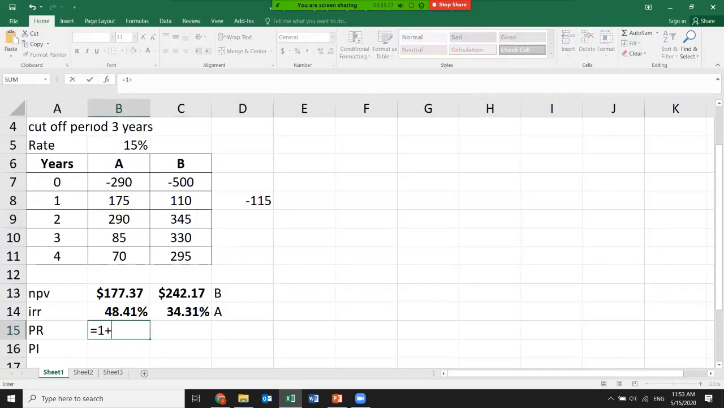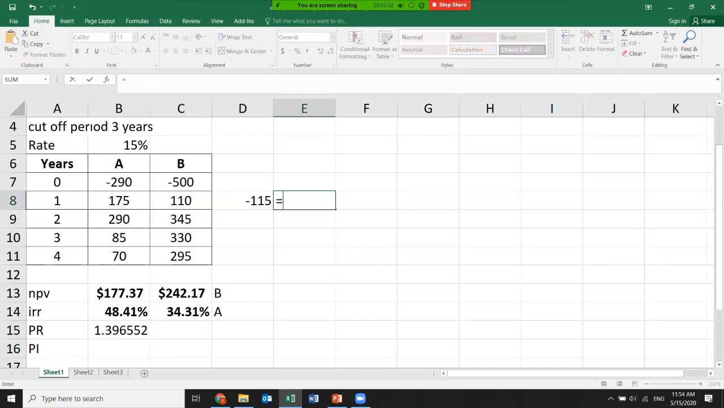1.13. Okay. 1 plus 115 divided by 290. 1.4 approximately. Okay. Did you get how I calculated? Look, first year I used the full amount to cover it, and what is left? 115 left to be covered. And this 115 I'm going to get from 290. I'm just dividing and getting the number of the years.